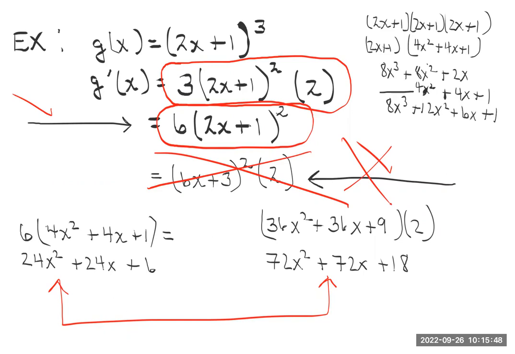And notice that the derivative of that is 24x squared, 24x and 6. This is the correct one.